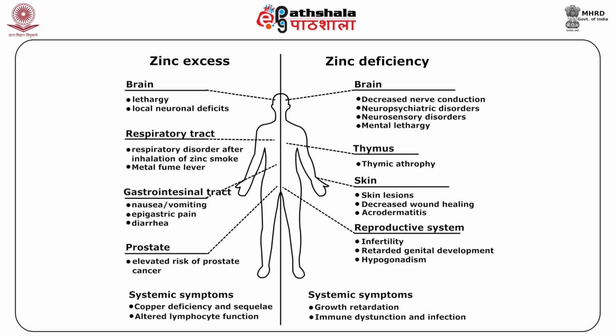So these are the effects of deficiency and excess of zinc. Deficiency of zinc affects the brain, like it decreases nerve conduction and causes mental lethargy. It affects the skin, like decreased wound healing and skin lesions, and the reproductive system is affected. Due to excess of zinc, the brain again gets lethargy and local neuronal deficits. The respiratory tract gets issues, and there are issues with the gastrointestinal tract, prostate and so on.